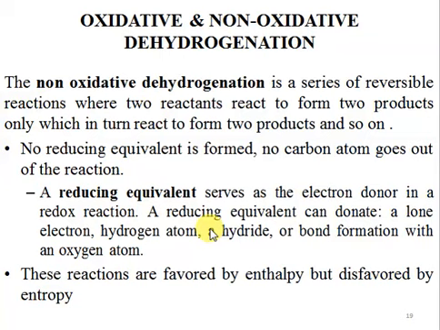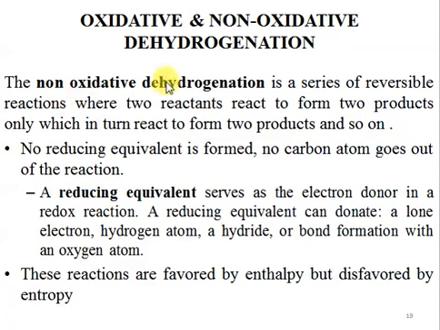If you are wondering what we mean by the reducing equivalent, a reducing equivalent is any species that donates electrons in a redox reaction, right? Anything that is donating the electrons is called the reducing equivalent or the reducing agent. A reducing equivalent or a reducing agent can donate either a lone pair, a hydrogen atom, or a hydride. A hydride is a hydrogen with a negative charge. Or it can be involved in bond formation with an oxygen, right? So a reducing agent, or reducing equivalent, can do any of these things.